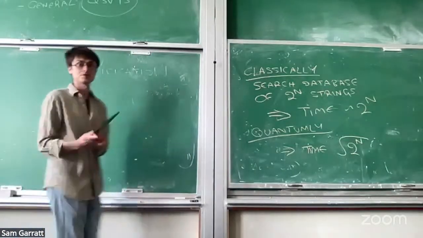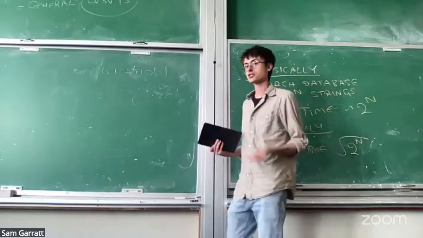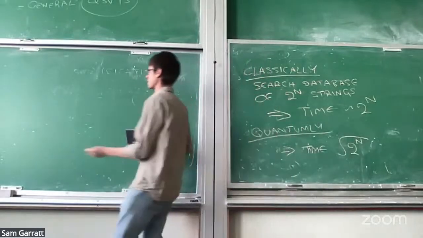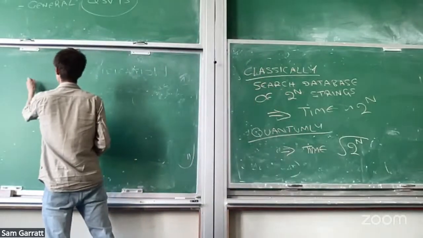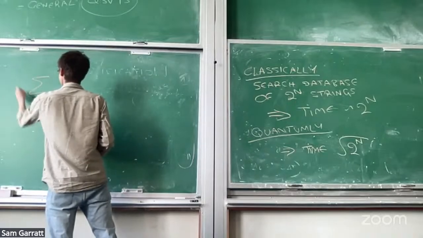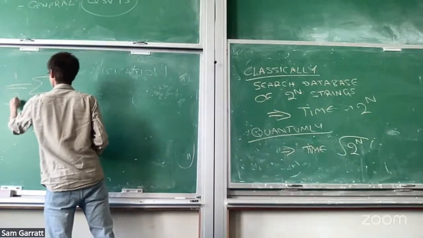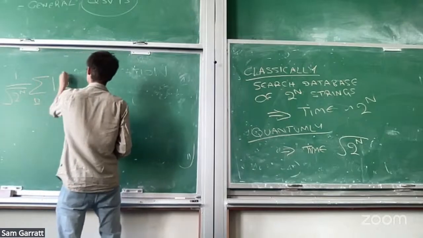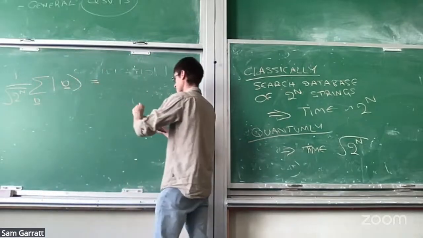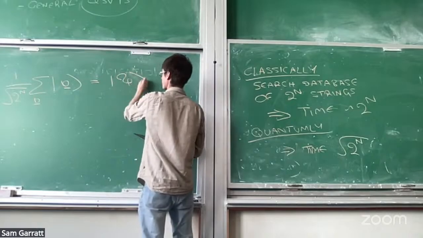So what we're going to do is imagine that we start off with our n bits in a superposition of all different configurations. So this here is our initial state, which I'm going to call psi.